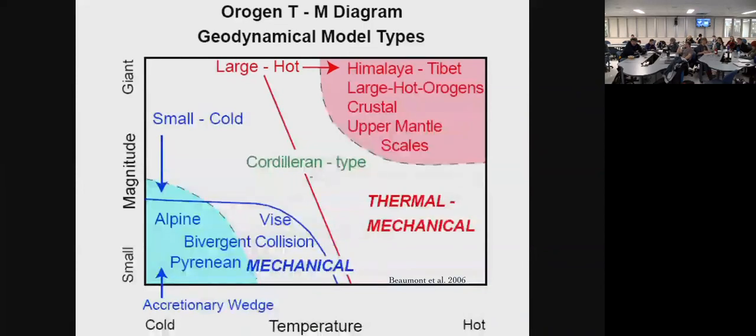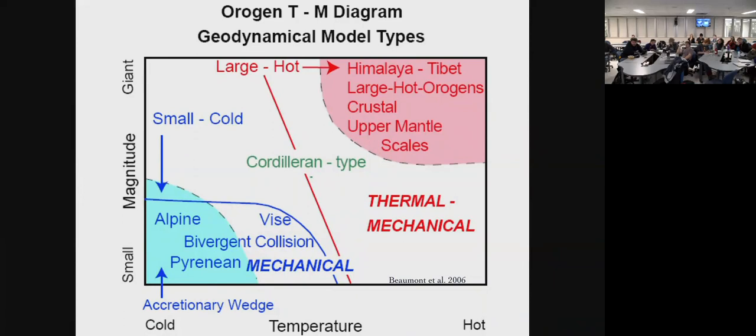Why do we do this? Well, it's important when we go back and start to model an orogenic system to think about what kind of origin it is in the first place. If we're trying to model the New Zealand Alps, for example, that plot down here, fairly cold, it would be appropriate to use a mechanical model. However, if we're dealing with the Himalayan system or the Grenvillean system or the Trans-Hudson system, in the Proterozoic, if we're trying to model this origin, we would have to seriously think about the thermal processes as well.